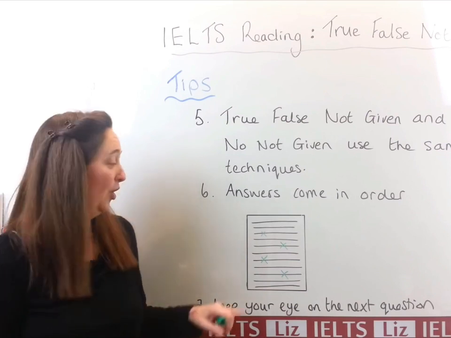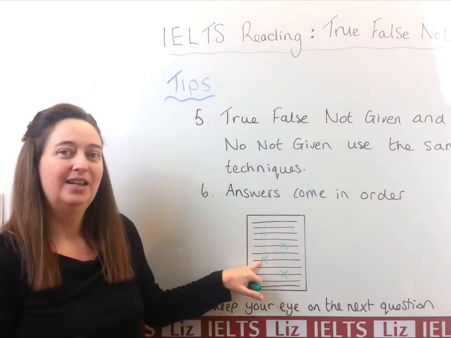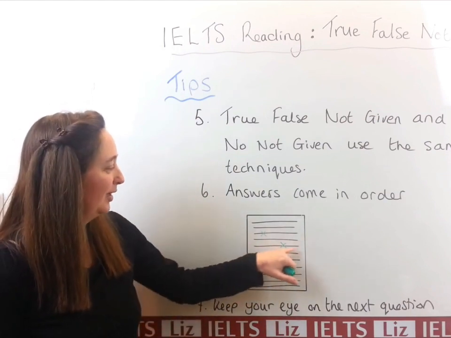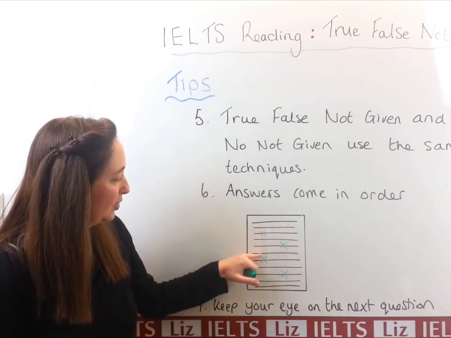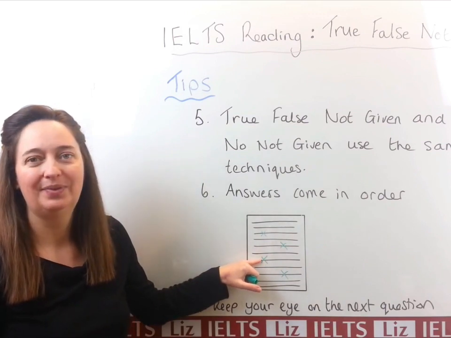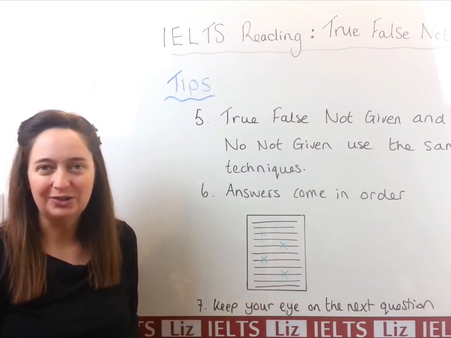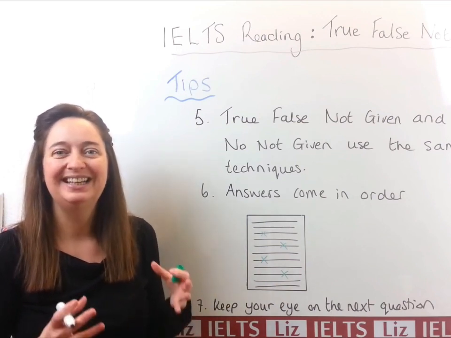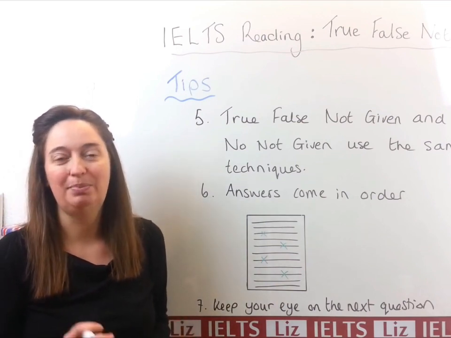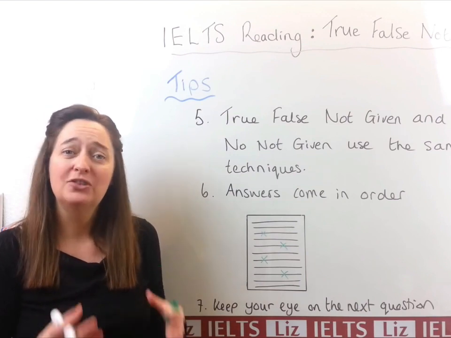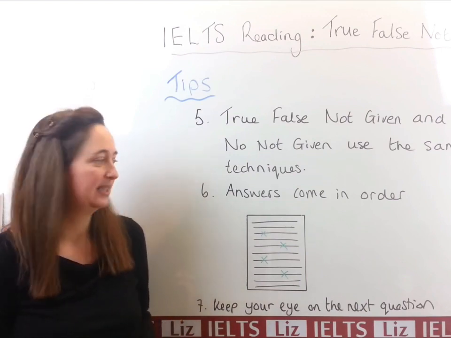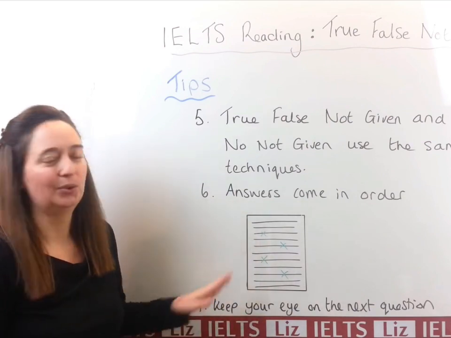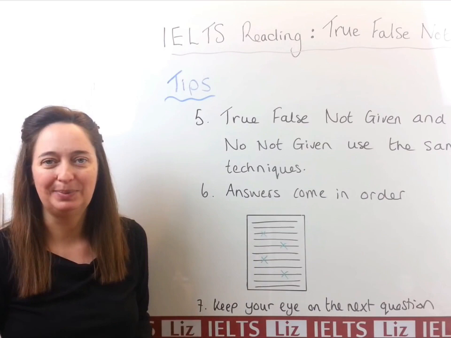So don't waste time trying to find the true, false, not given. Keep your eye on the next question as well. Remember the content of the next question so that when you try to find question number 2, you're not going to read too far. That will save you a lot of time in your reading test because you know reading is really difficult in IELTS because of the time limit. So saving time is very important. Keep your eye on the next question. The answers come in order. Remember it, it will help you.